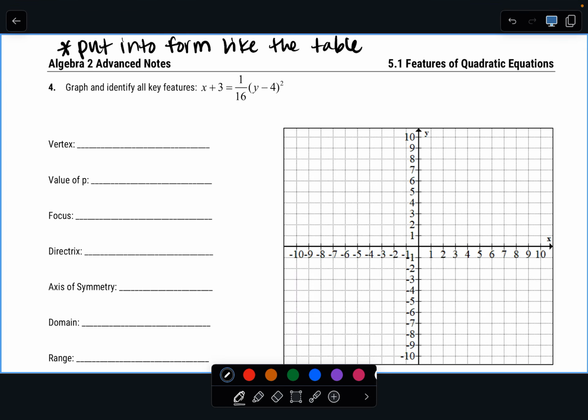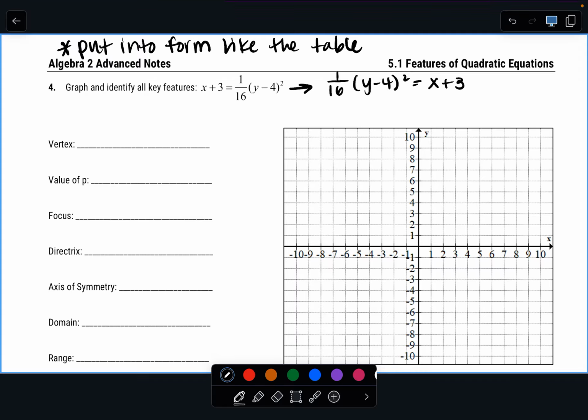So the first thing I'm going to do, because the squared is on the right and I don't want it on the right, I want it to be on the left. I want it to look exactly like what the table says. So the first thing I'm going to change is I'm going to move 1 over 16 y minus 4 squared to the left, and I'm going to put x plus 3 on the right, because all of the squared terms in the table are on the left.